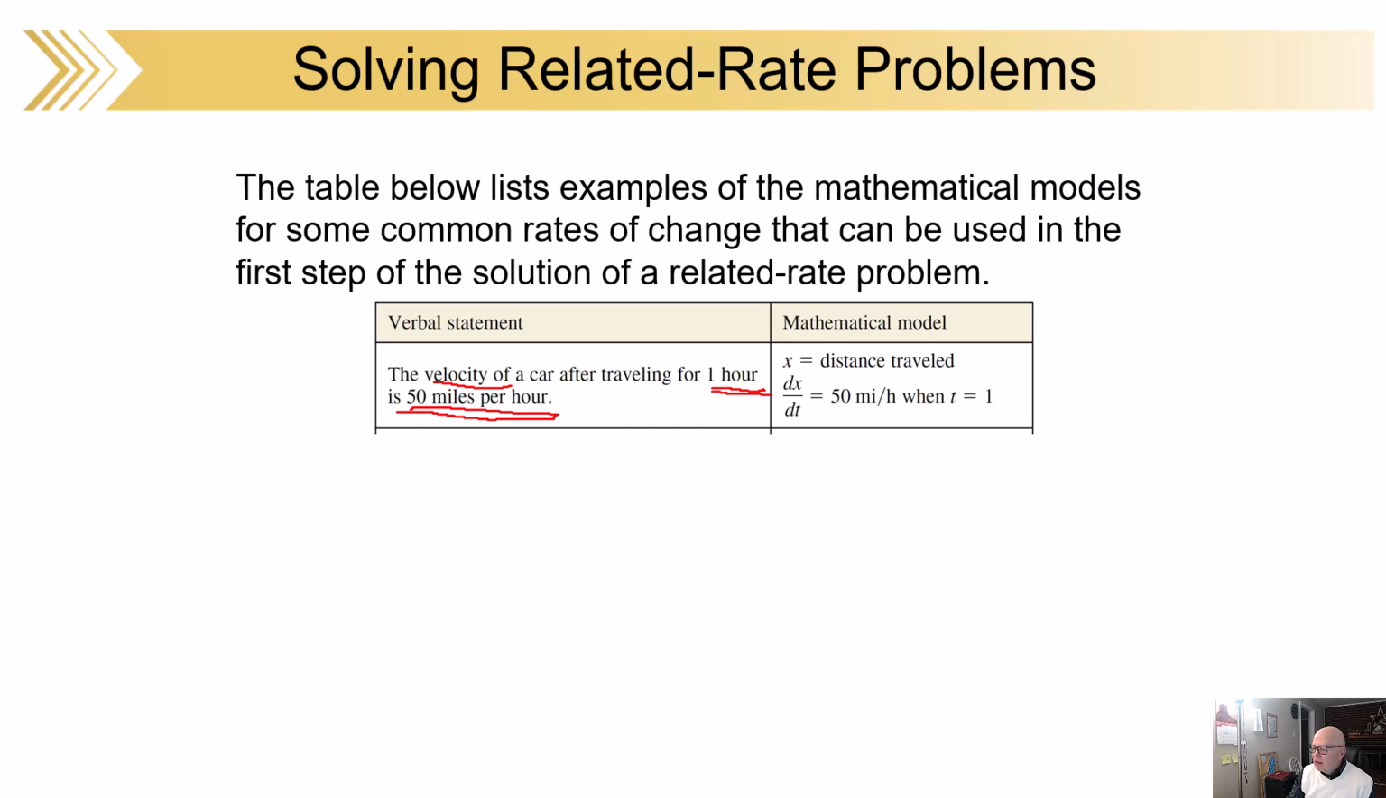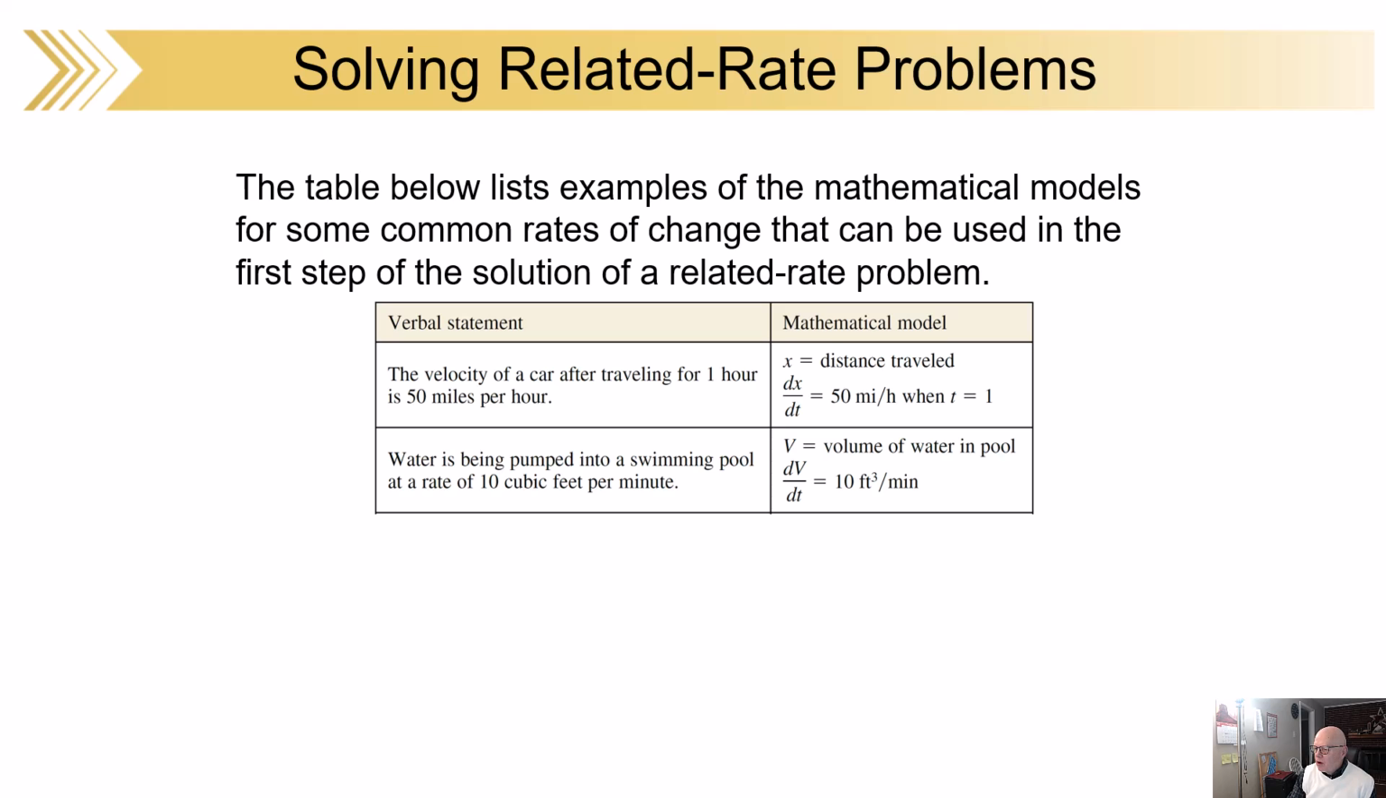So you've got x is distance traveled, that's part of the model, and dx/dt is 50 miles per hour when t equals 1. All those pieces. And there's the model.